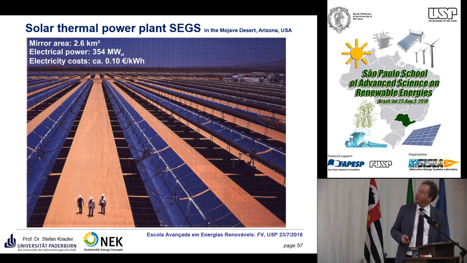This is another example from the 80s, the last century. This is in the Mojave Desert in California. This was a quite large power plant, 354 megawatts, with a mirror area of 2.6 square kilometers, and this is just a focus line here. Usually this absorber is not white, it's black, but due to the high illumination, because there's a reflection on the surface, it appears to be white.